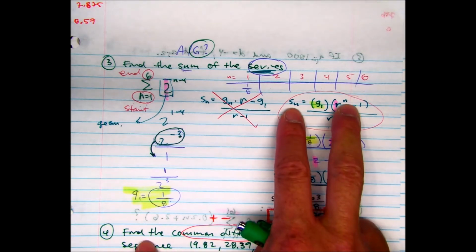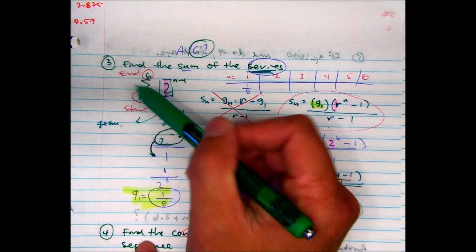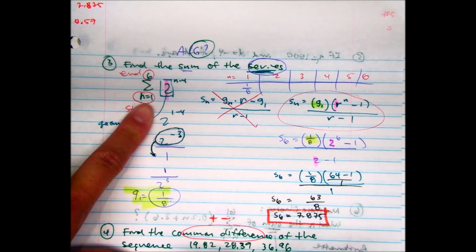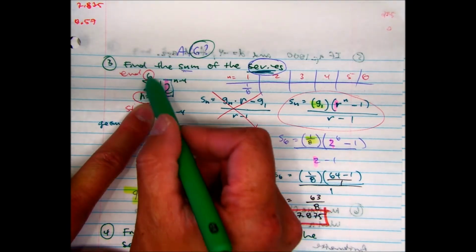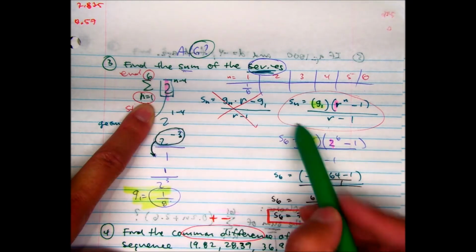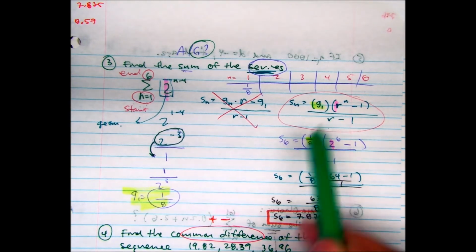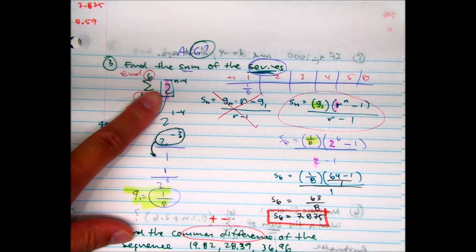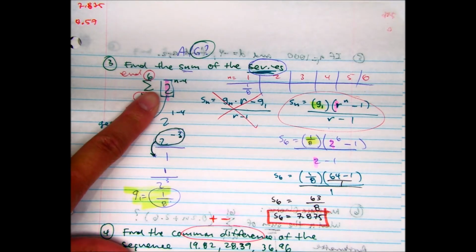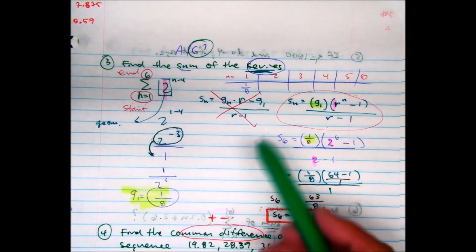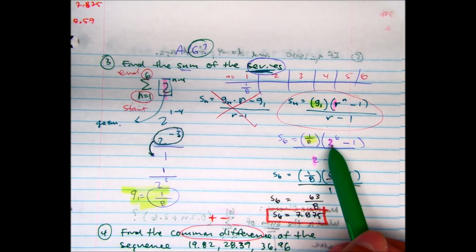Every n value there is 6. And I got 6, not from here, pay attention, because that says n equals 1. That's my starting point. If you count from 1 to 6, there are 6 numbers. So every n value is 6. My r value is the ratio, which is the base of the exponent, the big number. So I'm putting a 2 there. So I get 1/8 times 2 to the 6 minus 1 all over 2 minus 1.